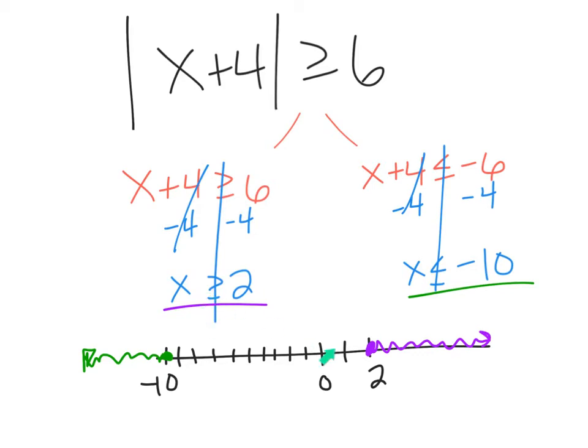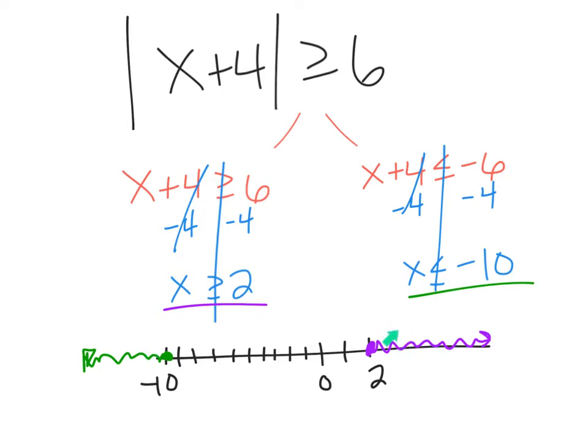Here's a trick to help you figure out which way to shade. This kind of looks like an arrow pointing to the right. So then you shade to the right. That kind of looks like an arrow that's pointing to the left. So you shade to the left. So the numbers over here in the green area, those are numbers that are less than or equal to negative 10. And the numbers over here in the purple area, those are numbers that are greater than or equal to 2.